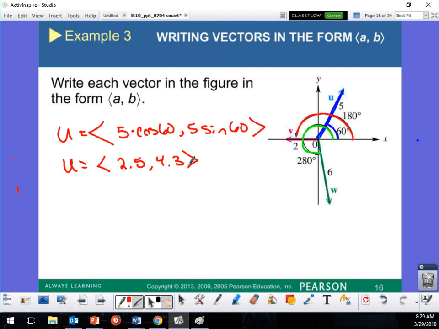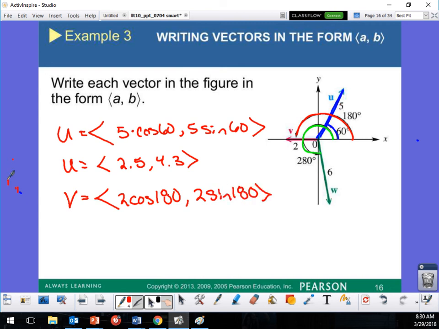Close my vector. All right, what's my next one? Now we're doing V. V equals vector. This is the formula, and then you actually have to plug stuff in. 2 cosine 180, comma, 2 sine 180.